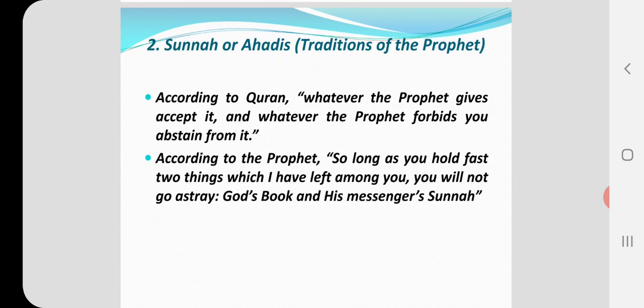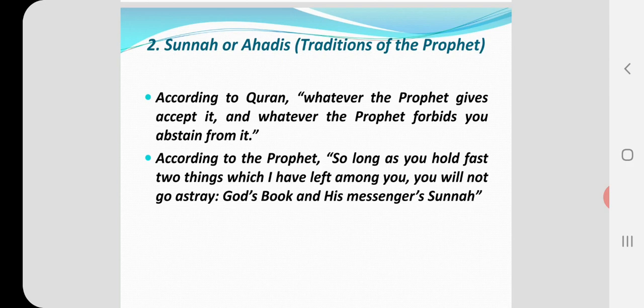So if he has given you by his words, by his deeds, or by his silent approval, that becomes very important. And obviously, that cannot be ignored. So these things, whatever he said, whatever he did, and whatever he silently approved, is of great significance. And this is known as tradition of Prophet.